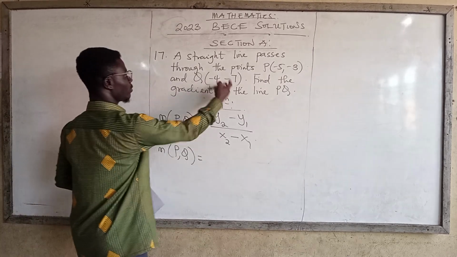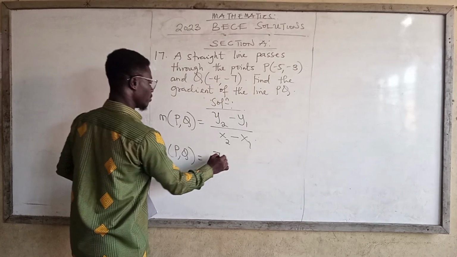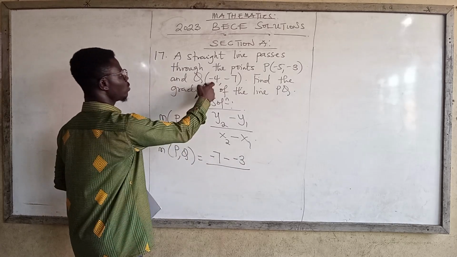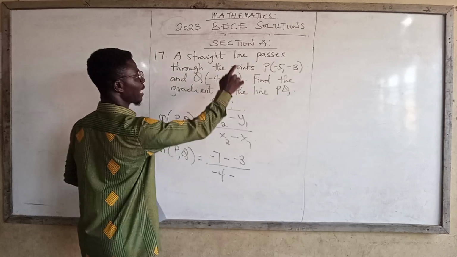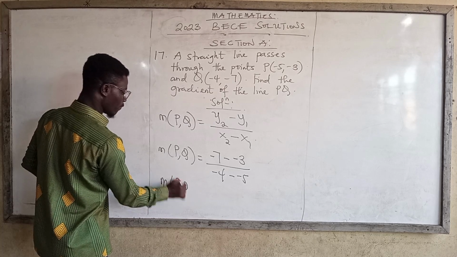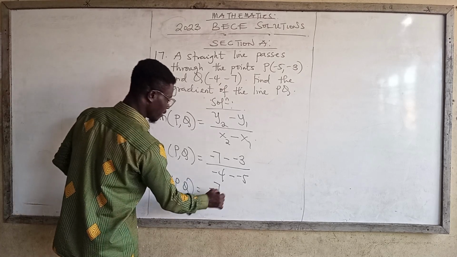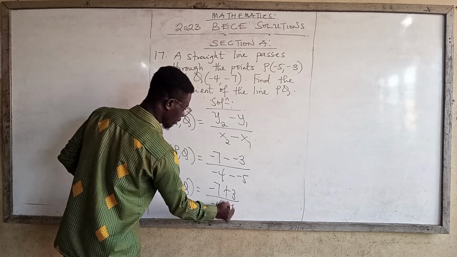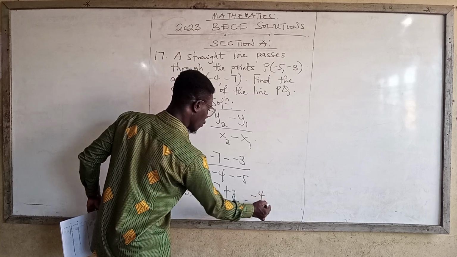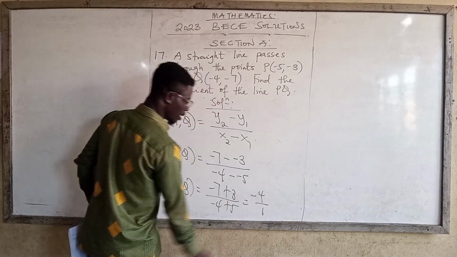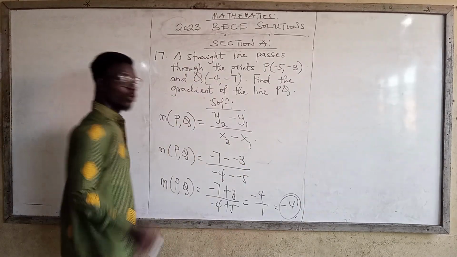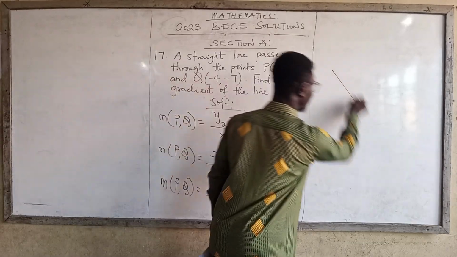So y2 is -7 minus our y1 is -3, all over our x2 is -4 minus our x1 is -5. Right. So our m of PQ is equal to -7 plus 3 all over -4 plus 5. Now, -7 plus 3 we obtain -4, divided by 1. So -4 divided by +1, we still get -4, which means that the line is decreasing.